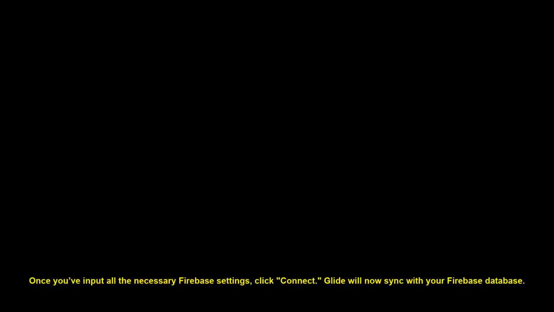Once you've input all the necessary Firebase settings, click Connect. Glide will now sync with your Firebase database. Test the connection by adding a new data entry in Firebase. Go back to your Glide app and check for the new entry in real time.